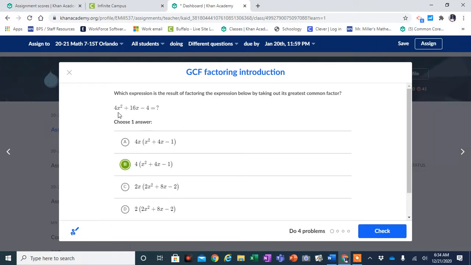4 times x squared is 4x squared. 4 times 4x is 16x. 4 times -1 is -4.